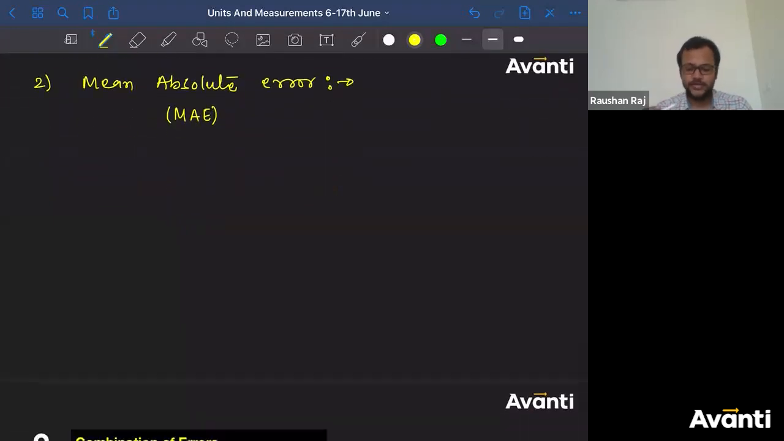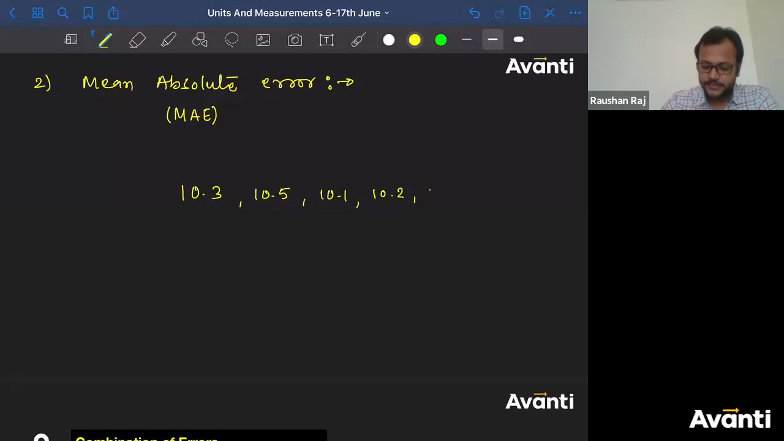क्यों होता? अब मैं आपको छोटा सा एग्जांपल देता हूं. Let's consider you are having 10.3. ठीक है. One time when you measured the length of the rod, the value came as 10.3. Second time, the value came as 10.5. Third time, 10.1. Fourth time, 10.2. Fifth time, let's say, 10.3.